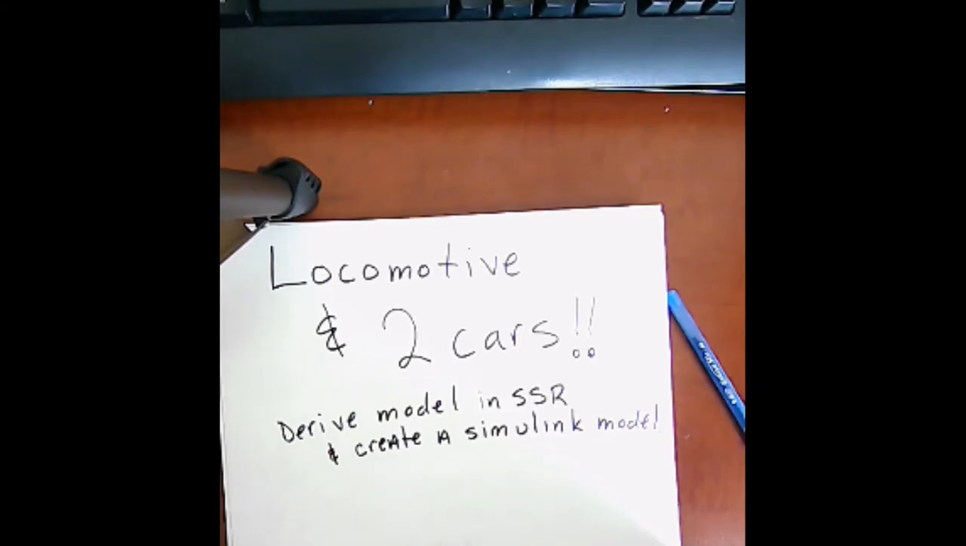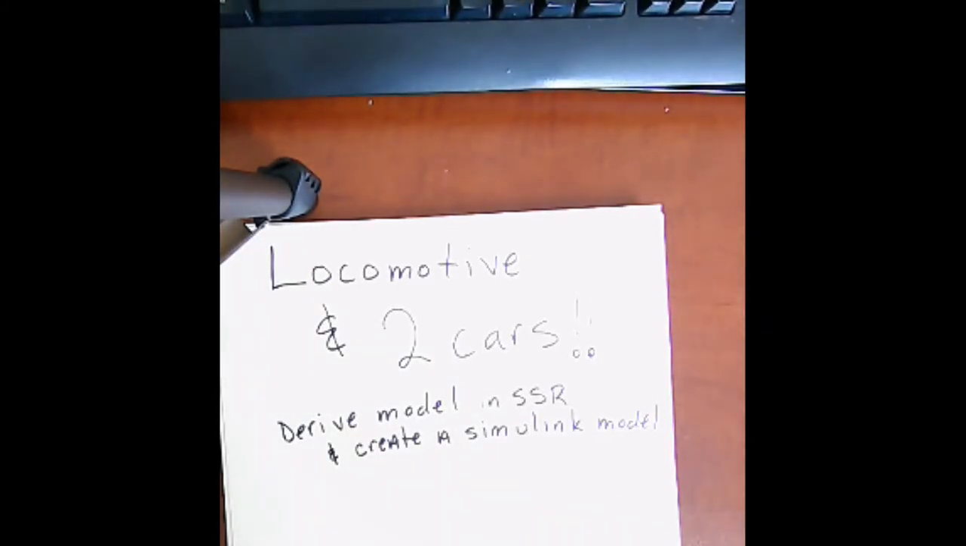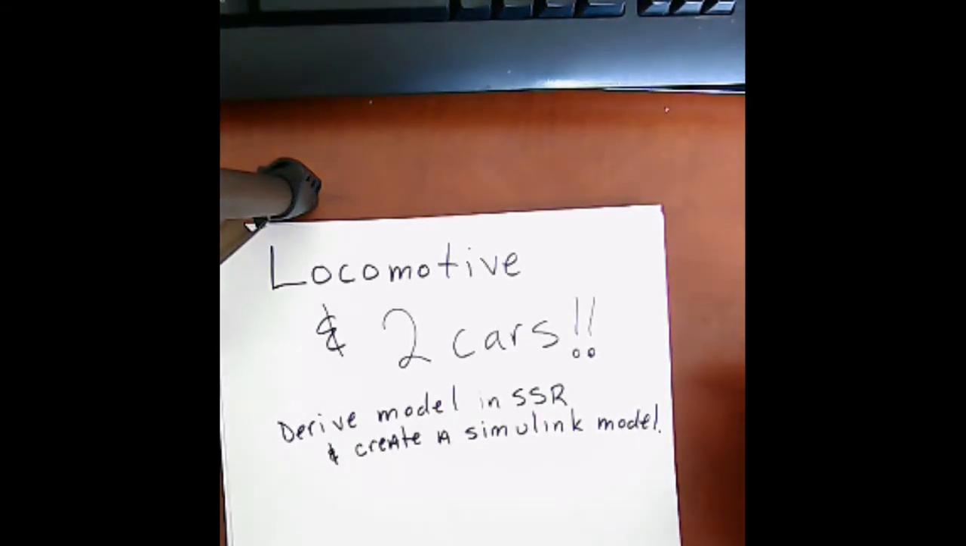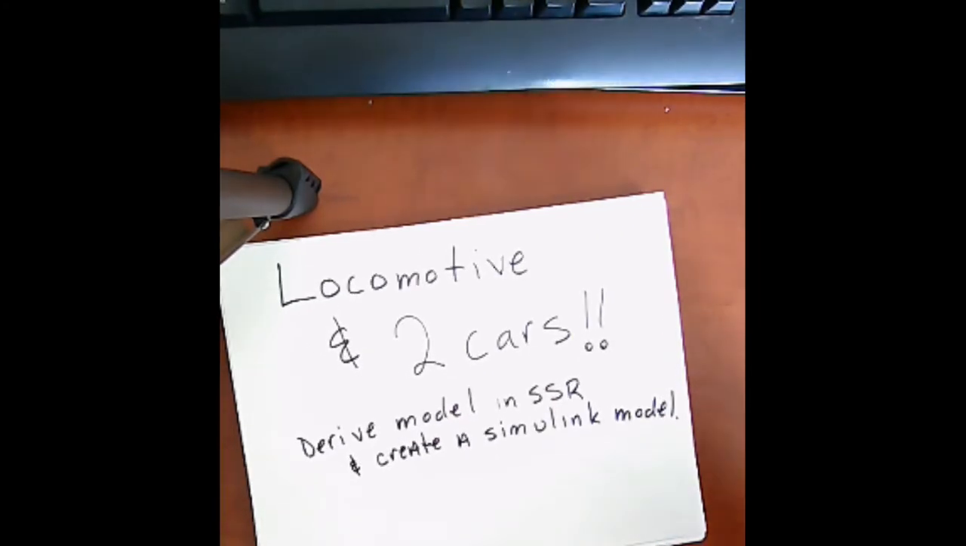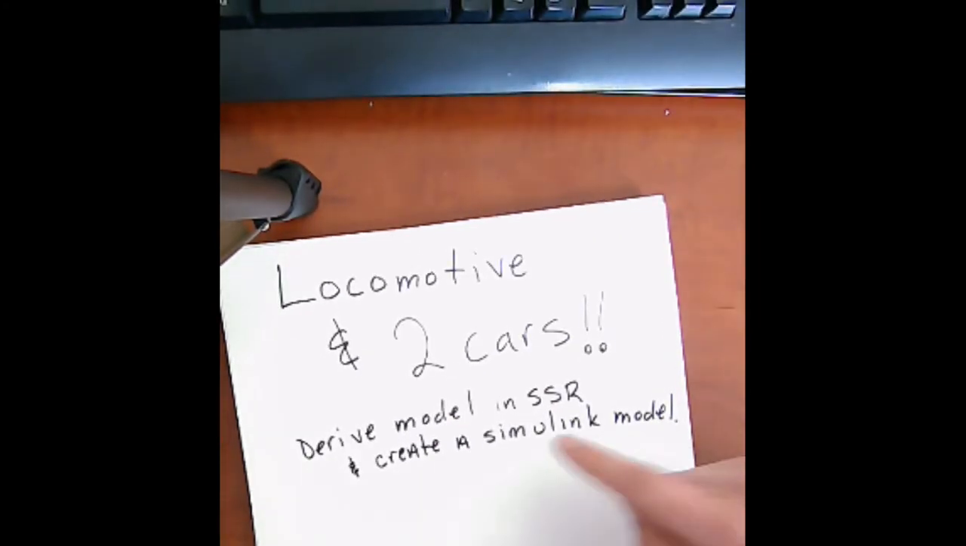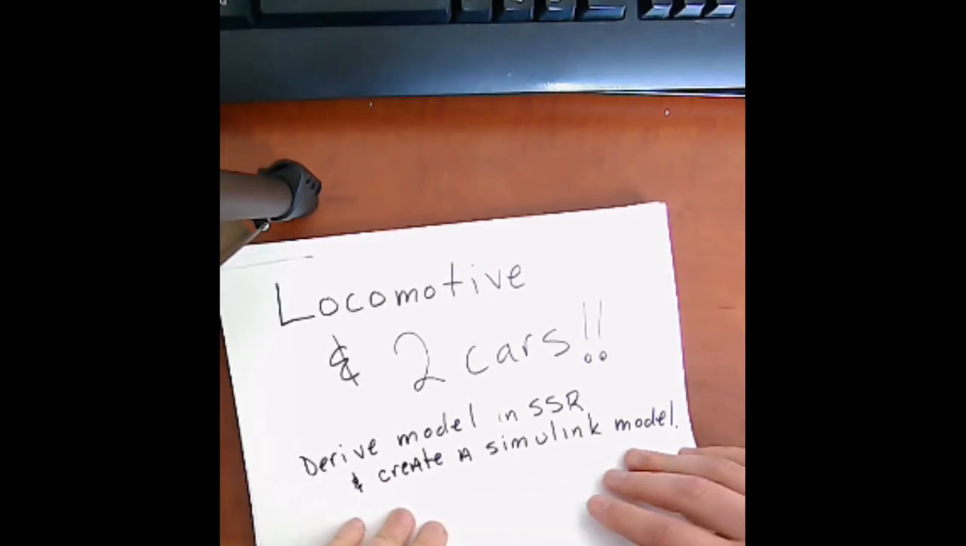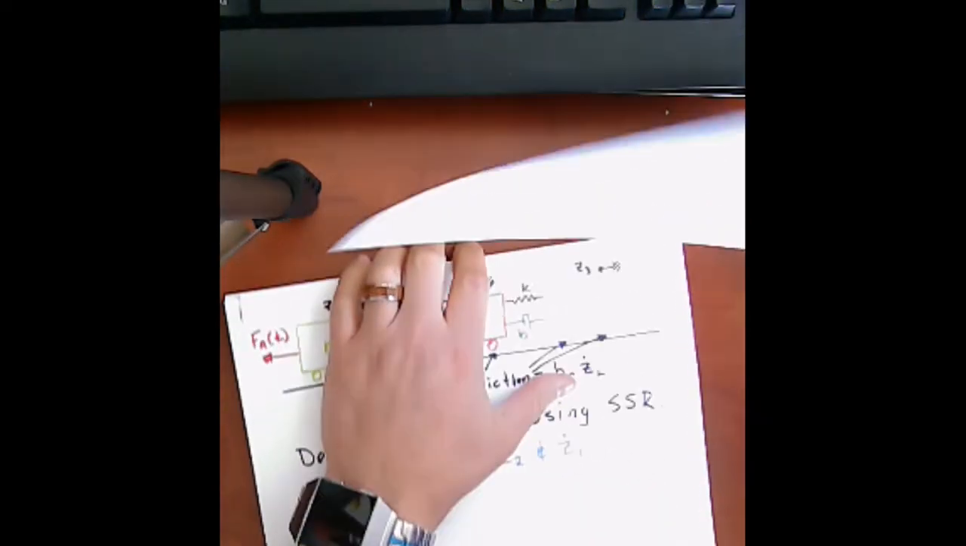All right, everybody, here we go. I didn't want to leave you without one more example here. So we are going to do a locomotive and two cars. We're going to derive the model in state space and create a Simulink model. So let's get started.